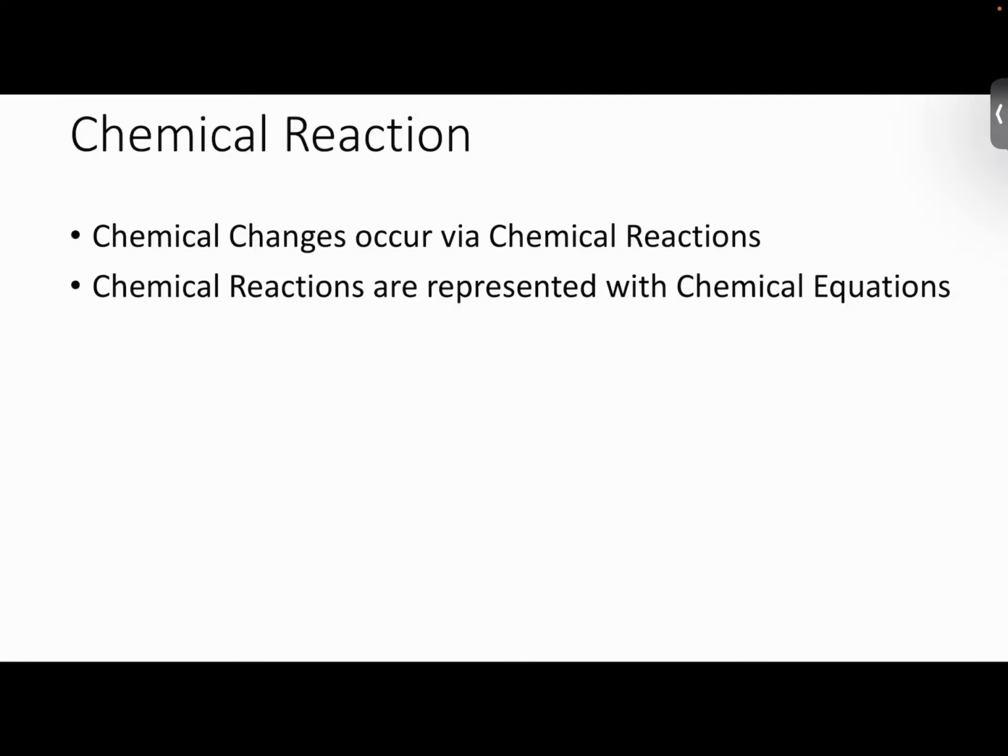The reason we had to talk about a chemical change is because a chemical change occurs via a chemical reaction. And chemical reactions are represented with chemical equations. So we had to talk about a chemical change in order to start talking about these chemical equations.